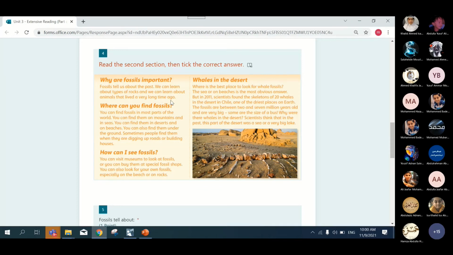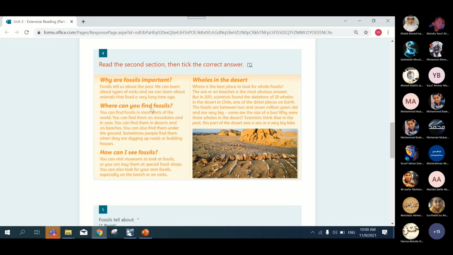Somebody says, teacher, it's not important to learn about fossils. It's not important to discover them. No, it's important because when we read and learn about the past, we can guess what will happen in the future. If you know your past, you will know your future, okay?